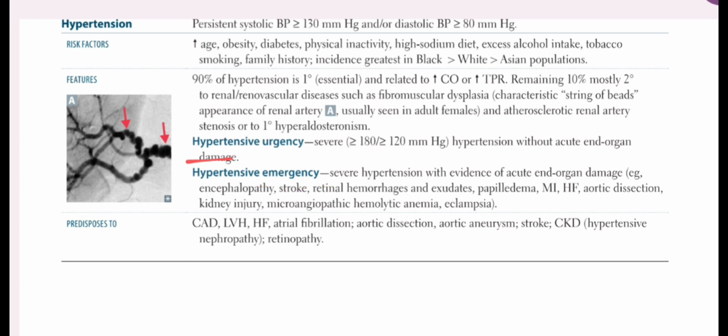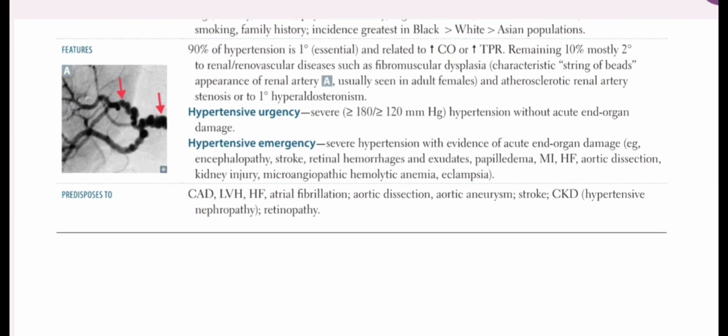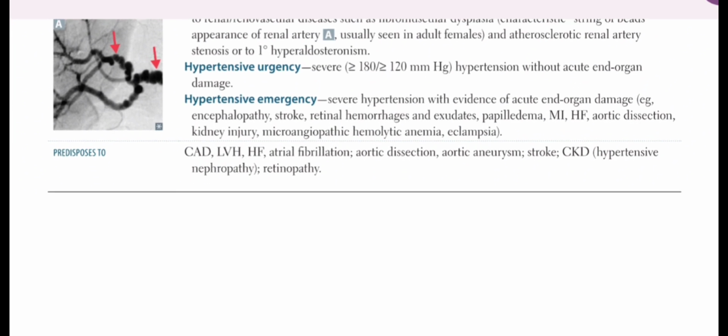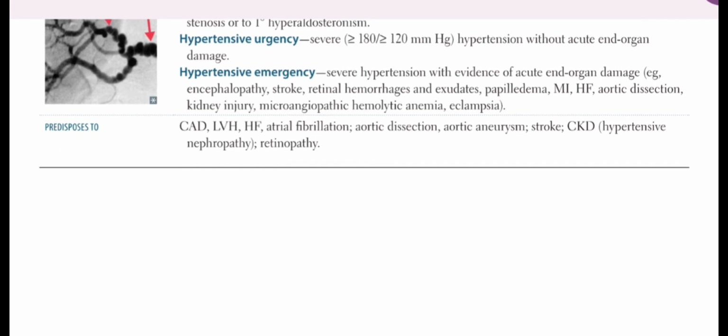So what do we mean by end organ damage? It is basically encephalopathy, that is involvement of the brain. It can also be manifested in the form of stroke and retinal hemorrhages or exudates and papilledema. Then we can have myocardial infarction, heart failure, aortic dissection, kidney injury, eclampsia or microangiopathic hemolytic anemia.